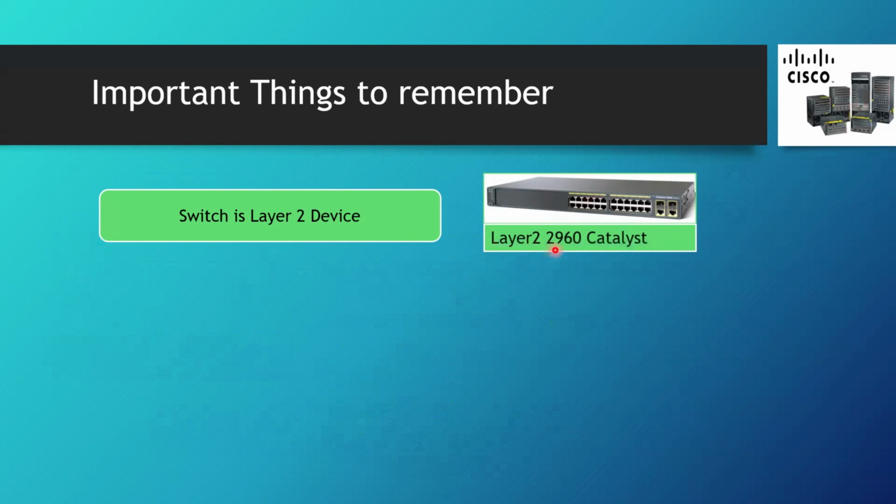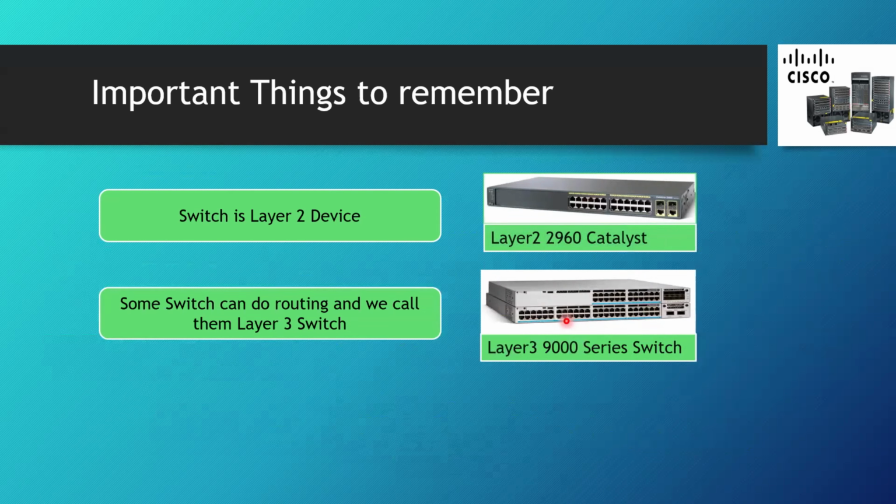Some switches can do routing. We call them layer 3 switch. For example, we have the Cisco 9000 series switch. They are actually called layer 3 switch. Layer 3 switch means they can do routing as well. They can do switching, and also we can use some of the ports as layer 3 ports.